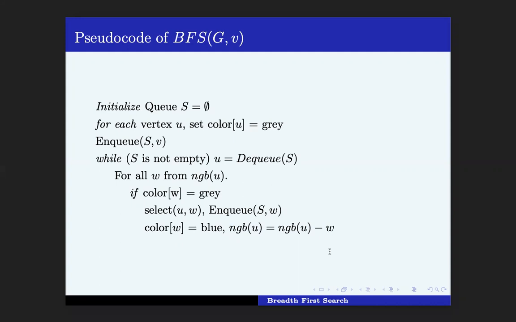So that's it. So this is the while loop. The while loop runs as long as the queue is not empty. And then for all neighbors, take an element of the queue and do the following.